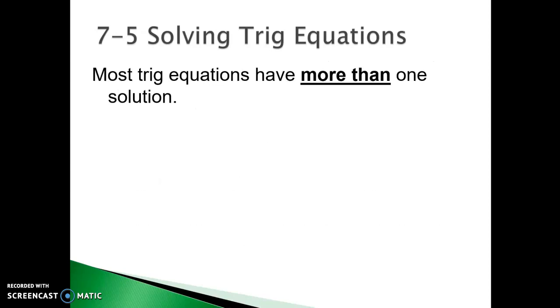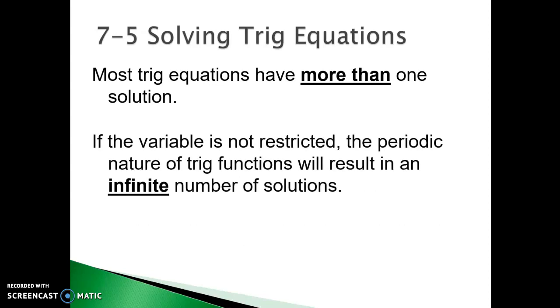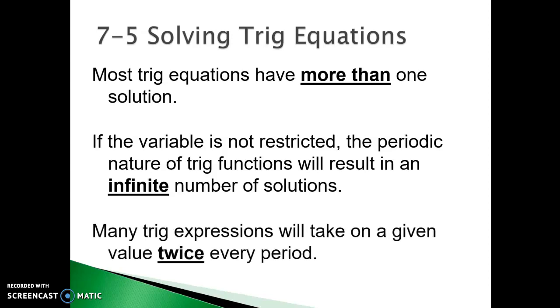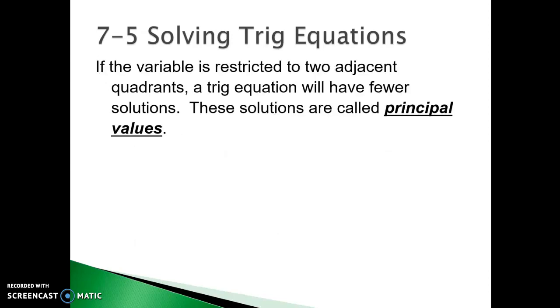So most trig equations have more than one solution. If the variable is not restricted, the periodic nature, meaning that it can keep going left or right on a graph, or it can keep spinning around the unit circle, makes it so that you can have infinitely many solutions. If you talk about it over one period, then there's two places where each trig function is positive, and there's two places where each trig function is negative. So you could have as many as two answers if we're in one revolution.